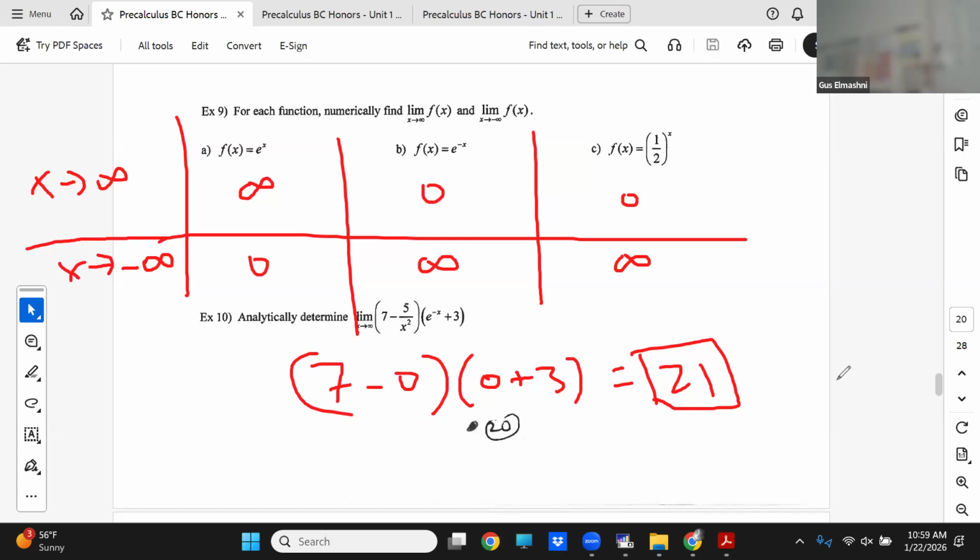Now, for example 10, what about 5 over x squared? What does that approach as x approaches positive infinity? 0. How about e to negative x? What does that approach? 0. So what are you going to be stuck with? 21. Here we go. That's all you have to show.